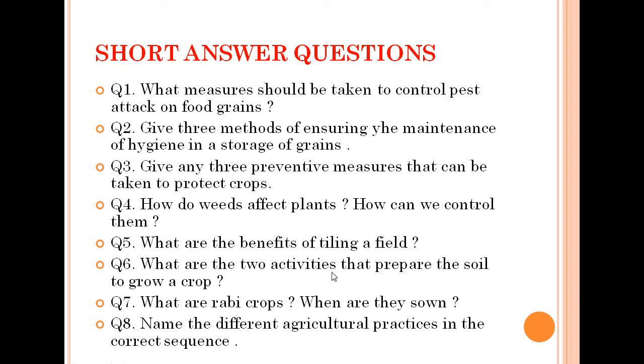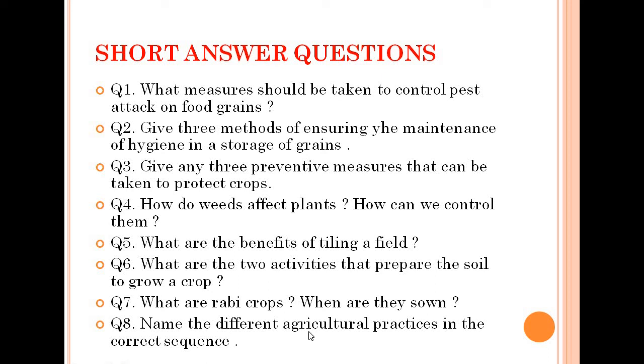What are the 2 activities that prepare the soil to grow a crop? The 2 activities that prepare the soil to grow a crop are ploughing and leveling. What are Rabi crops? As we have discussed, these are the crops that are sown in November and harvested in April.